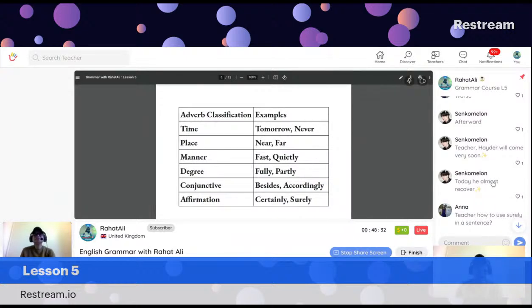How to use surely in a sentence? Okay. Shankar, do you know how to use surely? Let me ask him. If he can answer, then it's better. If not, I'm going to answer it. So surely is an adverb. And sometimes surely has two meanings. One is when you confirm something is going to happen. Another is like a surprise.